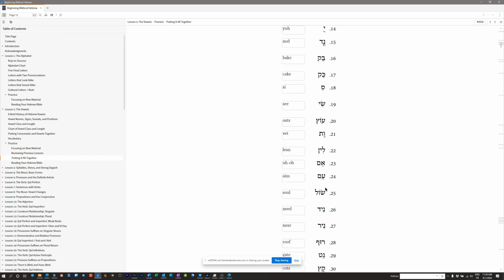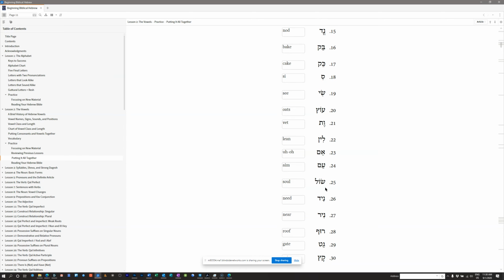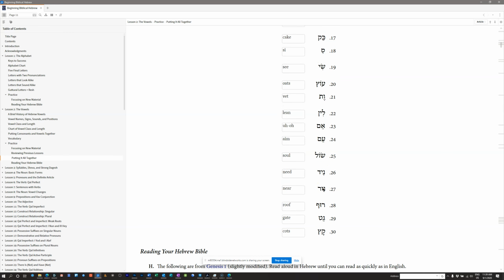All right, so that takes us to number 25, which would just be soul. This is a sen, so we have soul. Number 26 would be need. 27, near. 28, roof. 29, gate, and 30 would be cots.